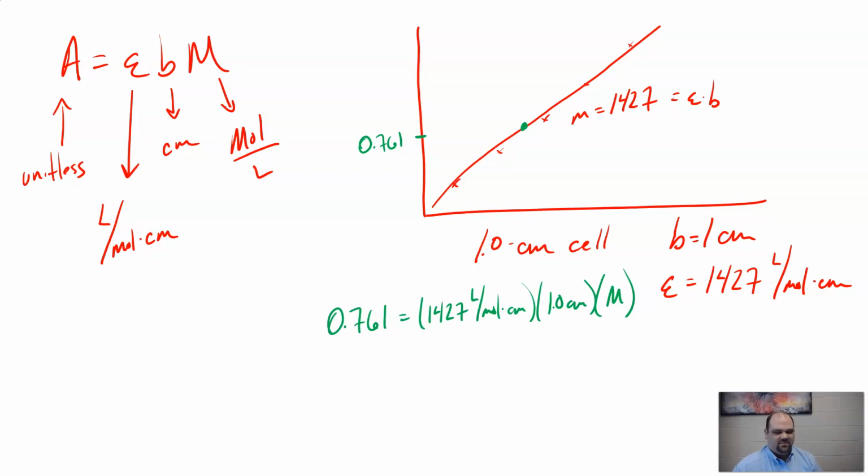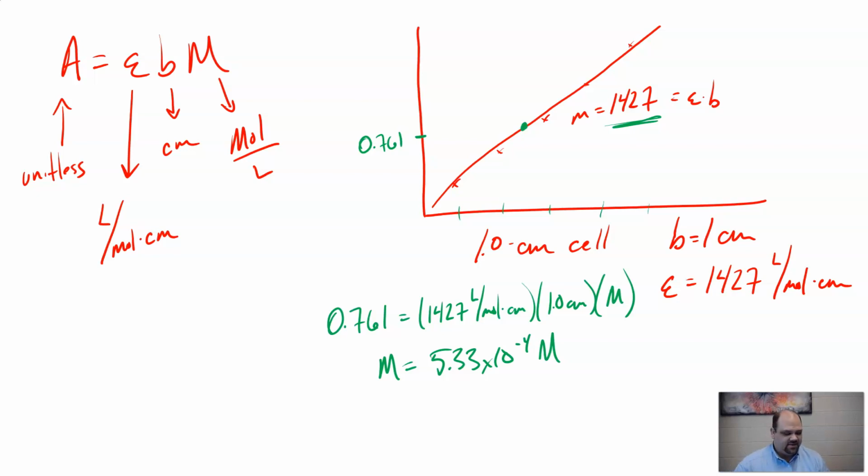I don't need to know the concentration of each data point as long as I know epsilon. On the opposite end of things, if I don't know epsilon, then I need to know the concentration of each data point so that I can find the slope and make an epsilon calculation. And so, we're going to throw this in the calculator. And we get a concentration of 5.33 times 10 to the negative 4 molar.